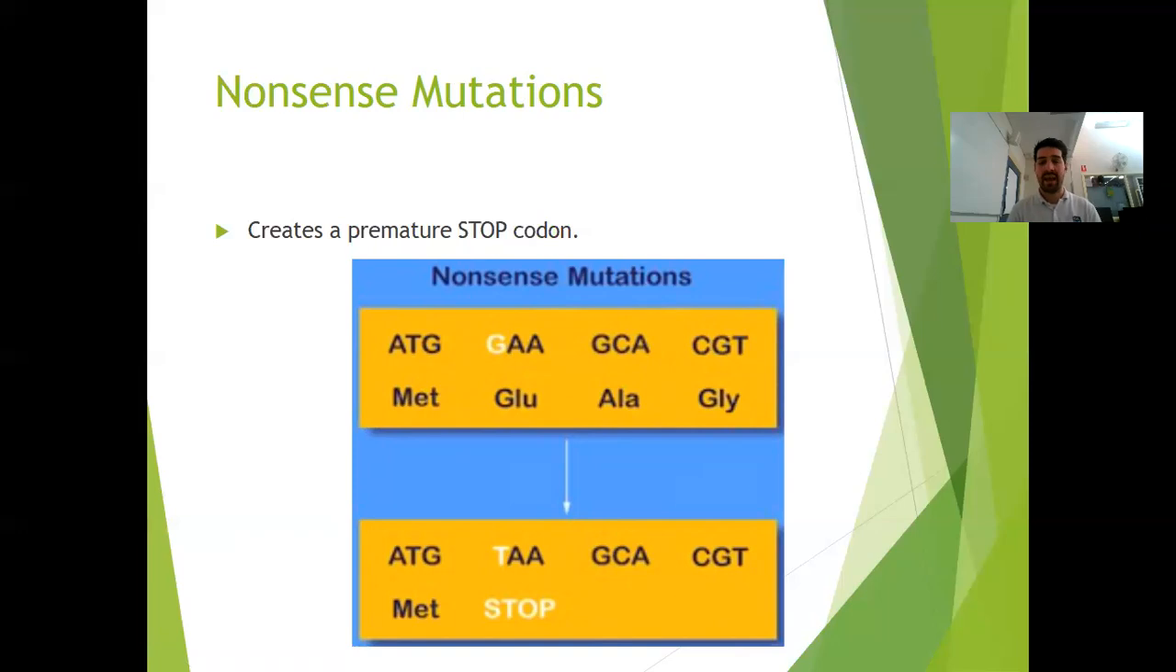And so again, if it's a really, really short protein, and it was meant to be really, really long, that's going to have a really negative effect on the functioning of that protein. If the stop codon was right at the very end, and we're only missing one amino acid, well, then maybe that protein still might work, but it's not ideal to have a premature stop codon.